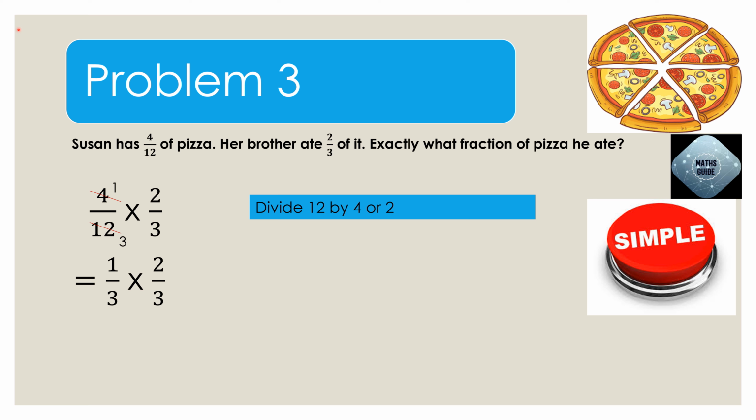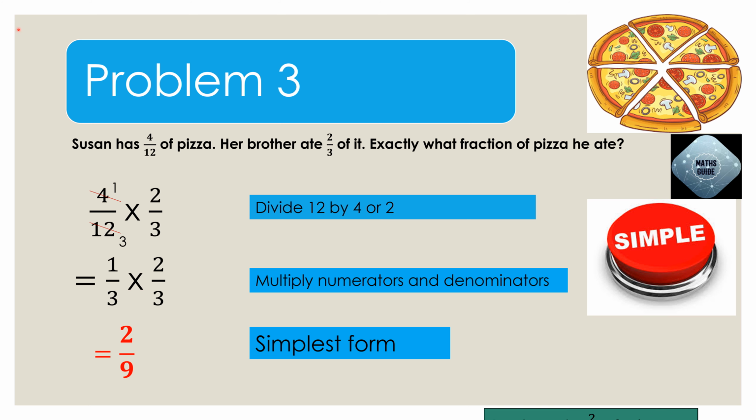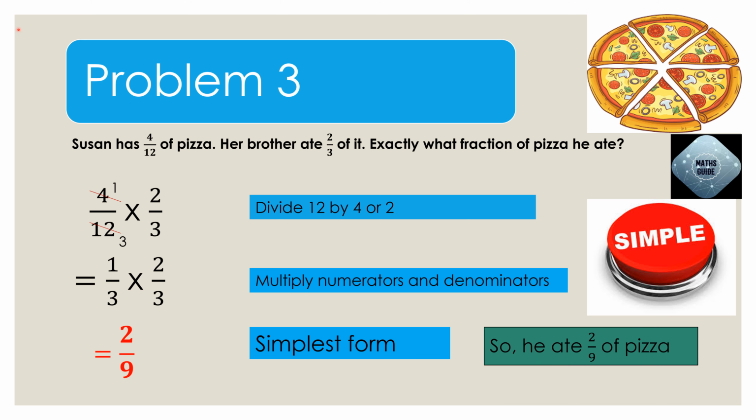Start multiplying the numerators and denominators. We get 2 by 9. It means her brother ate 2 by 9 of the pizza. As we simplified the fraction in the first step, there is no need to simplify in the last step. I hope you find it very easy.